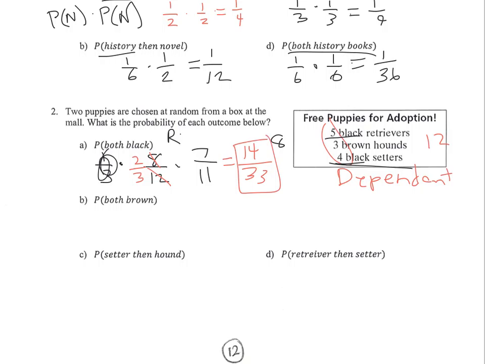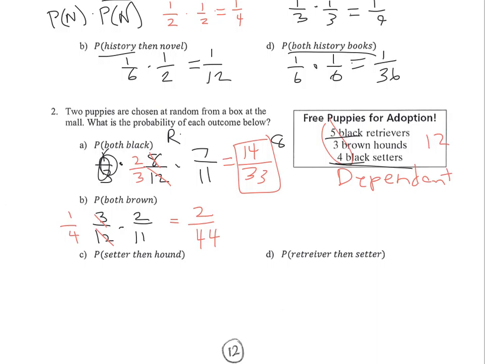What's the probability they're both brown? There are 3 brown dogs out of 12. But then you take a brown dog out, so there's only 2 left out of 11. And now I'm going to reduce. 3/12 reduces to 1/4. So I multiply and I get 2/44.